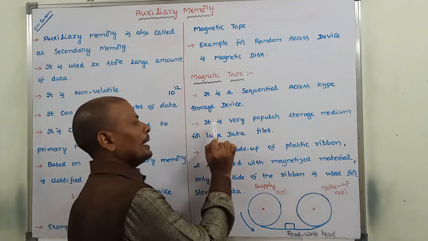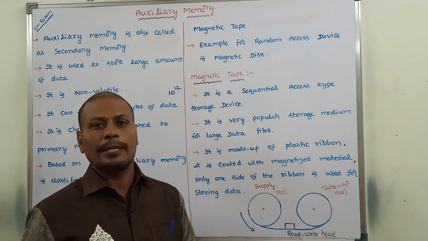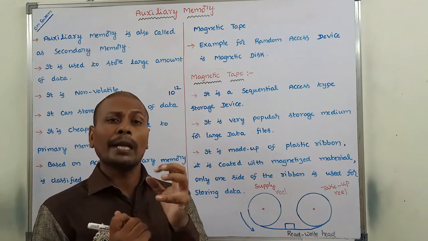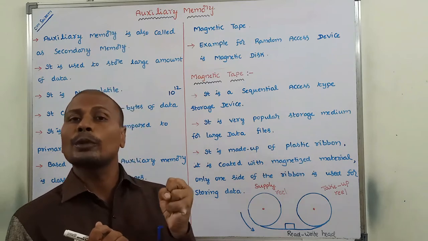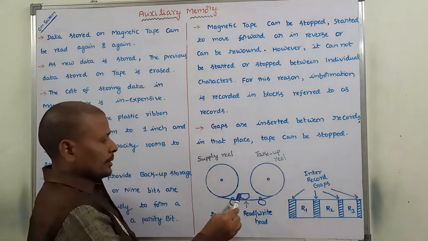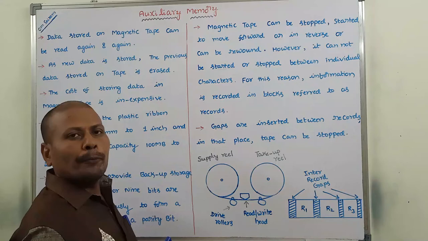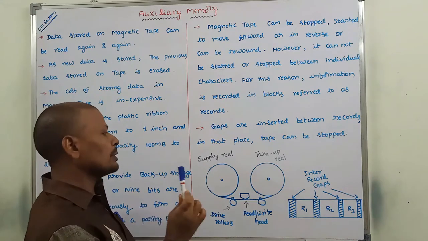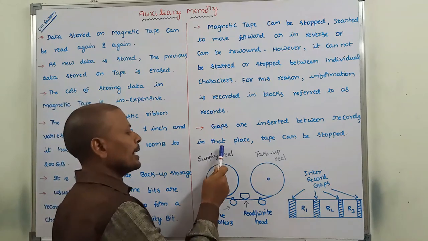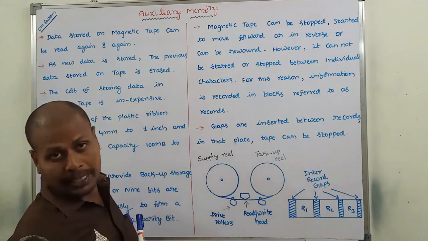Next one, it is a very popular storage medium for large data files. So for storing large data files permanently, we have to use magnetic tape. This is the diagrammatic representation of magnetic tape. In that, there are 2 reels. First one is the supply reel and the second one is the take-up reel.